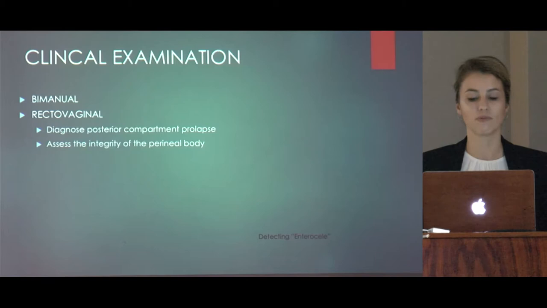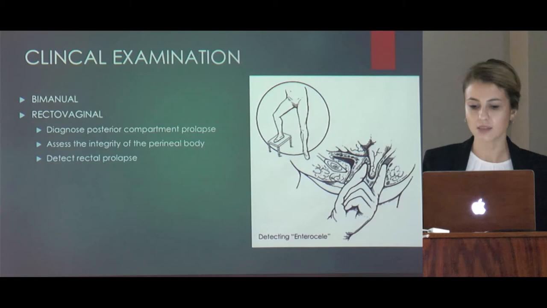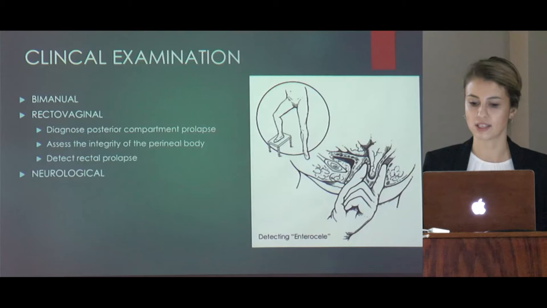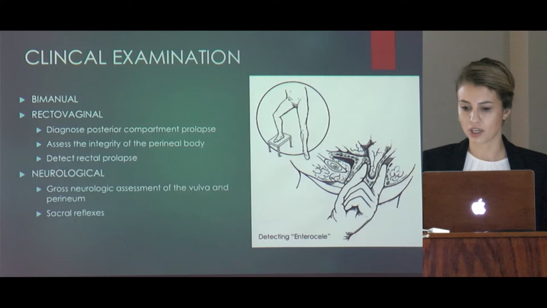Then the technique for diagnosing a high posterior compartment prolapse or an enterocele is done with the patient usually in standing position, where small bowel will be detected with the thumb and the index finger herniating into the pouch of Douglas. Then to complete your assessment, a gross neurological assessment should be made of nerves L4 to S5, the motor and sensory functions, and sacral reflexes could be tested if there is suspicion for neurological pathology, which also warrants a neurologist referral, obviously.